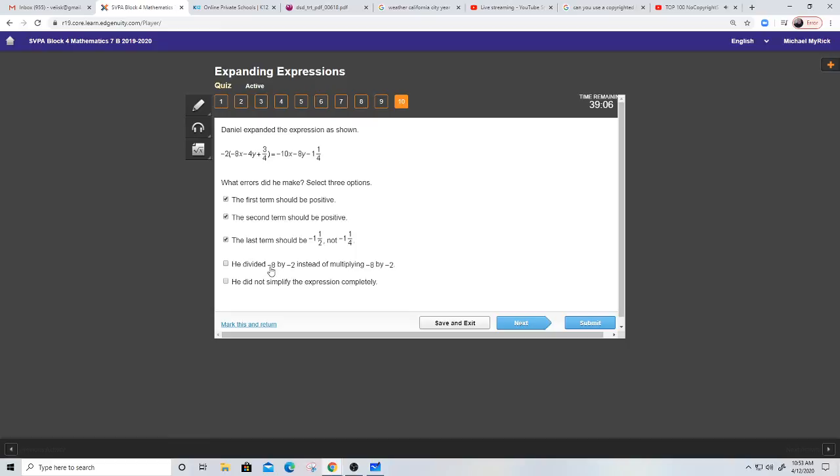He divided negative 8 by 2 instead of multiplying negative 8 by 2. No, because negative 8 divided by negative 2 is 4, and that's not 4. He did not simplify the expression completely. No, it looks completely simplified, just incorrectly. Right?